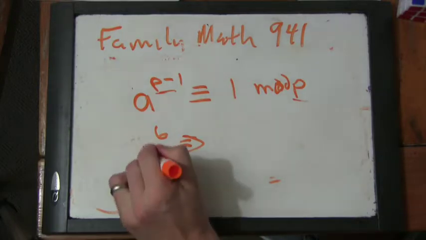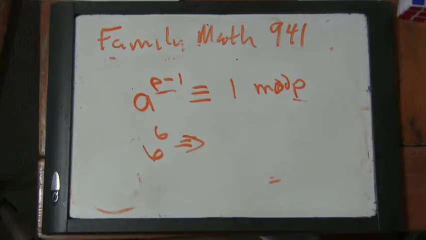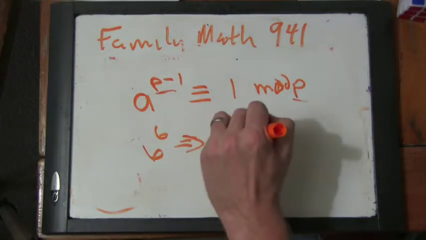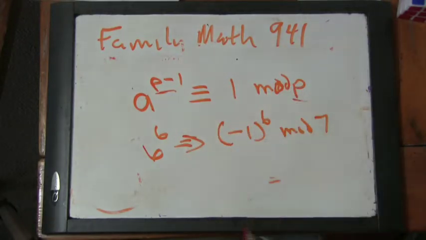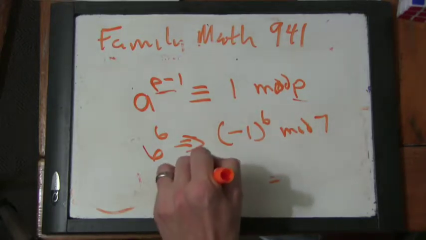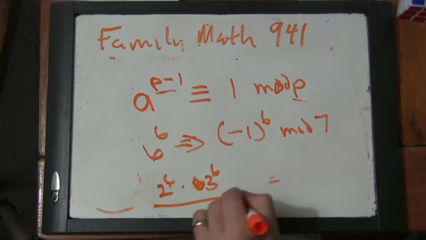6 to the 6th. Can you think of a clever way to check 6 to the 6th mod 7? Well, 6 is minus 1 mod 7. Oh, okay, that's one way. Minus 1 to the 6th, mod 7, is 1, so that's going to be 1. Okay, good. Any other way you could think to check 6 to the 6th mod 7? It's different from how we've done before. Well, you could do 2 to the 6th and 3 to the 6th, because we know both of those work. Yeah, 2 to the 6th times 3 to the 6th, which we already knew were both 1.